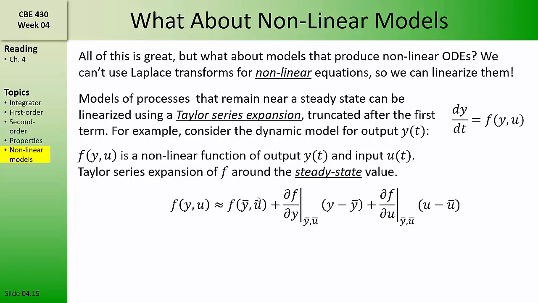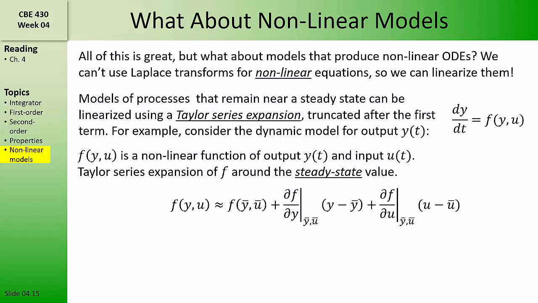as the steady state value of f at the steady state of y and the steady state of u, plus the partial derivative of f with respect to y evaluated at the steady state times the deviation in y from the steady state, plus the partial derivative of f with respect to u evaluated at the steady state multiplied by the deviation in u from the steady state.